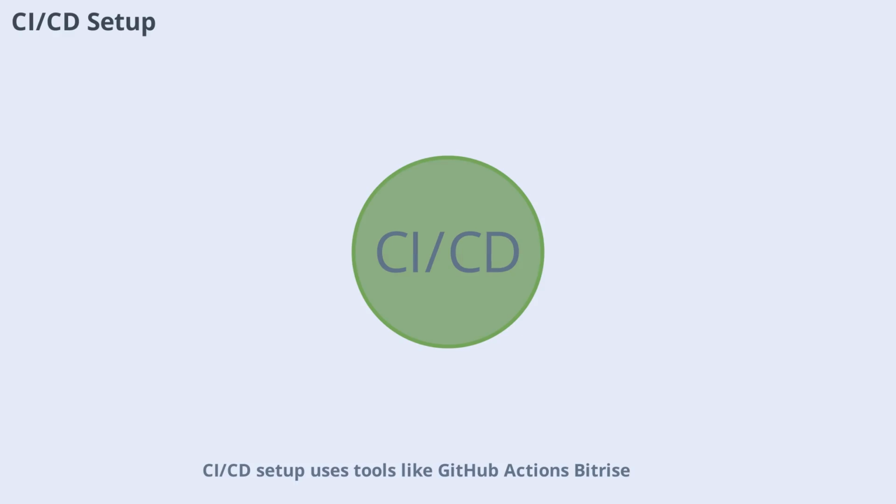CI/CD setup uses tools like GitHub Actions, Bitrise, and Jenkins to automate tests, builds, and publishing. This automation streamlines development, reduces errors, and speeds up release cycles.